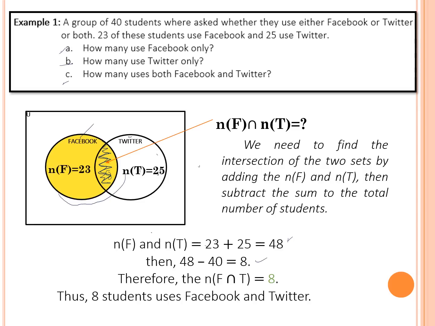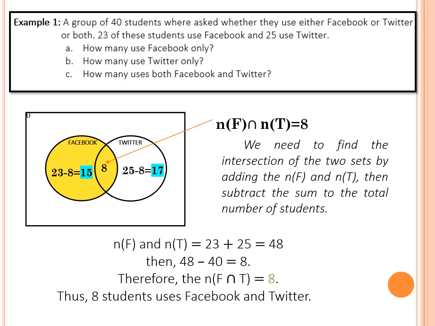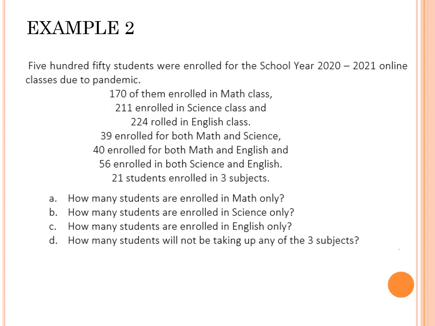Okay, if that is 8, then we can get the number of students who use Facebook only by deducting the common part, or the intersection of the two. So we have 23, the total number of Facebook users, minus 8, the number of students who use both, and the result is 15. The same for Twitter, so we subtract 8 as well. 25 minus 8 is 17. So that is how we answer.